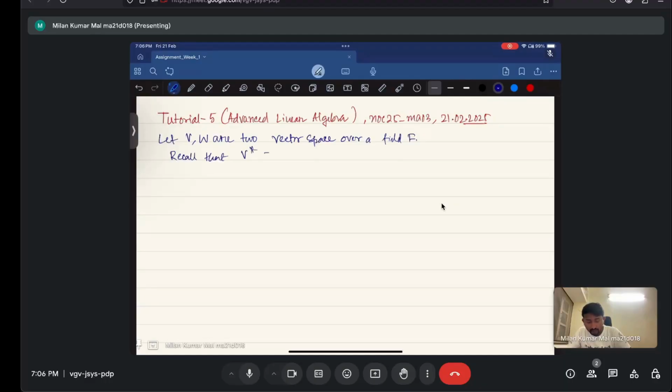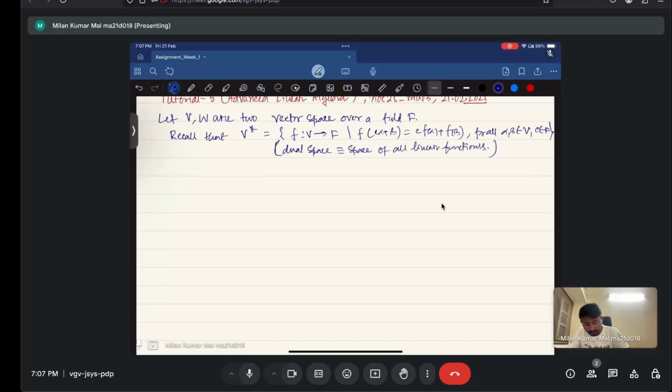V star, that is the dual, is equal to the set of all linear functionals from V to the field F such that f of (c alpha plus beta) is equal to c f(alpha) plus f(beta) for all alpha, beta in the vector space V and c in the field F. This is called the dual space, the space of all linear functionals.